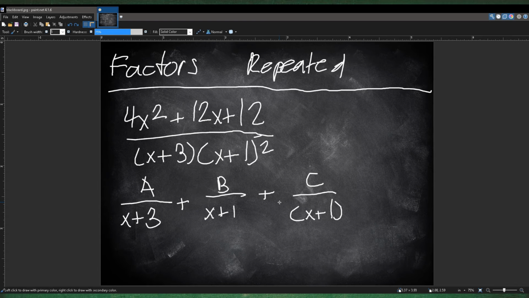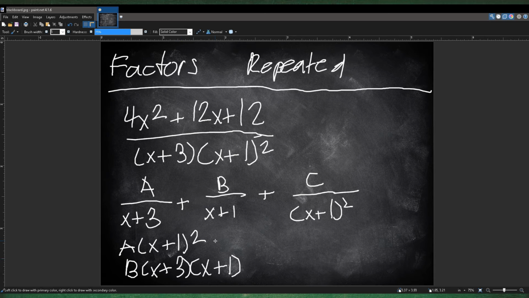So in this case, you're going to have to find A, B, and C. Sorry, I forgot the squared here. This side you have to multiply to get to this denominator. So you multiply A by x plus 1 squared. And for B, you already have one of the x plus 1 factors, so you need the x plus 3. So you multiply by x plus 3 and by the other x plus 1. And for C, you already have the x plus 1 squared, so you multiply this by x plus 3.